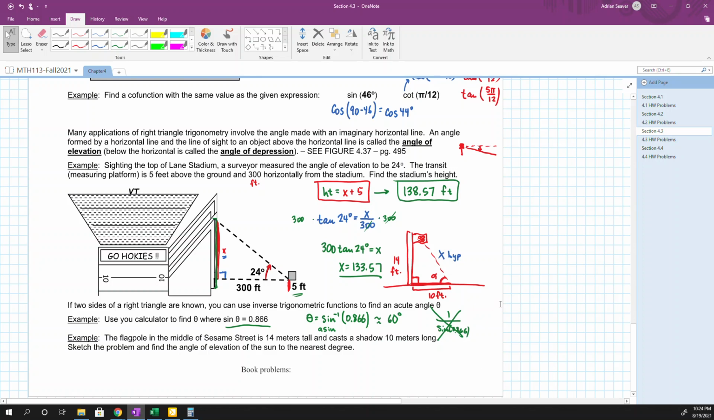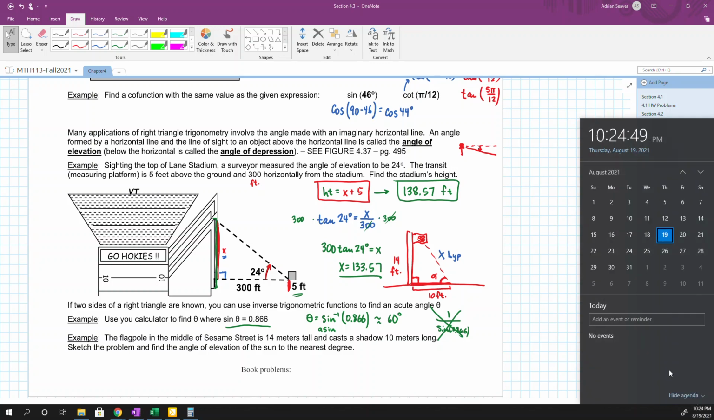So we'll be back in class at the conclusion of this section. Starting section 4.4 on Tuesday, the 31st of August, we'll be back in class after we review a little bit.